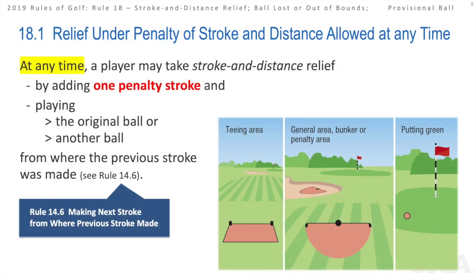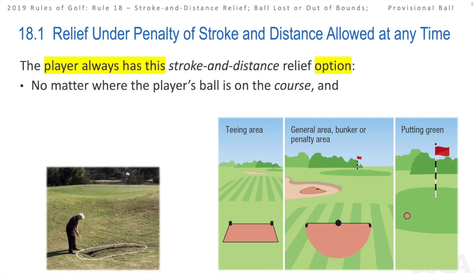So at any time, a player can take stroke and distance. It just costs them one stroke, and what they can do is play the original ball or another ball from where the previous stroke was made. And depending on where that previous stroke was made determines the size of the relief area where they will be putting a ball back into play.